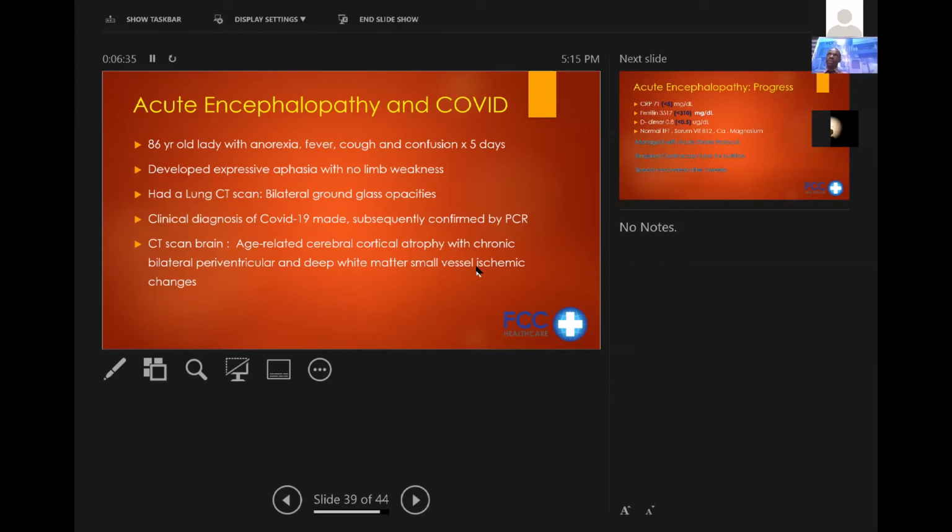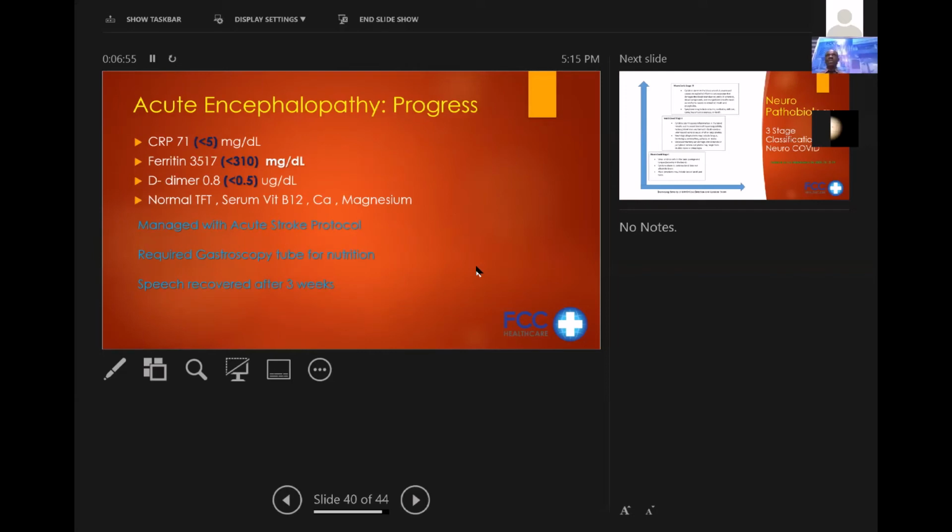So, to try to rule out an acute cerebral event, we did a CT scan, which showed things that were not unusual: age-related cerebral cortical atrophy with chronic small vessel ischemic changes bilaterally, but no acute lesion to explain her presentation. Her inflammatory markers were markedly abnormal, as we see on the screen. We also made effort to look for other things that could cause a change in personality or behavior or mentation of a lady of that age.